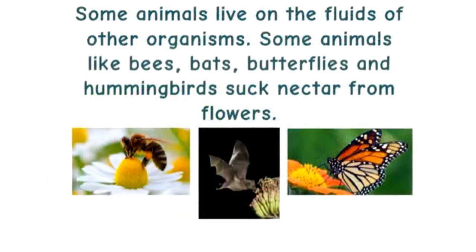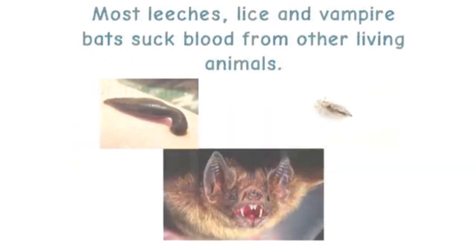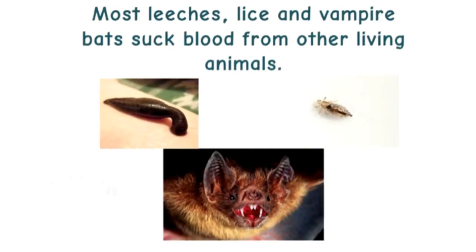Some animals live on the fluids of other organisms. Some animals like bees, bats, butterflies, hummingbirds suck nectar from flowers. Most leeches, lice and vampire bats suck blood from other living animals. दूसरे animals की body से ये suck करते हैं blood.